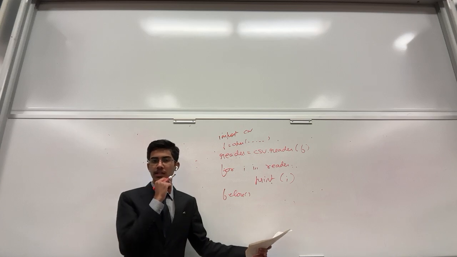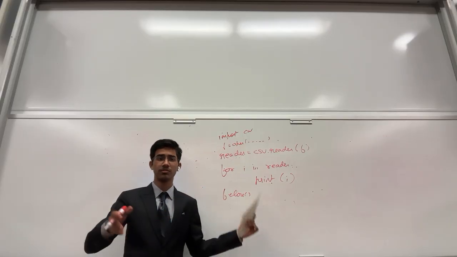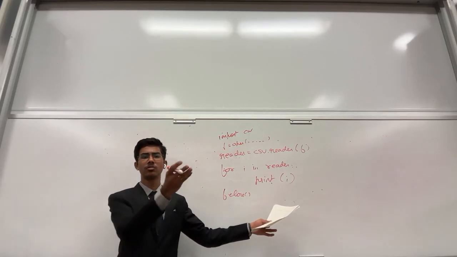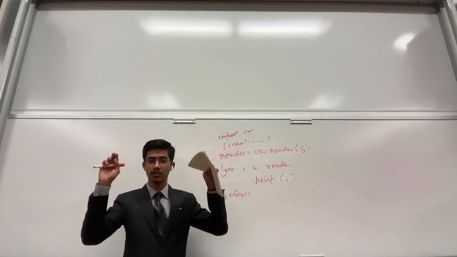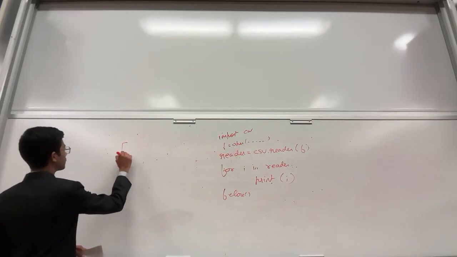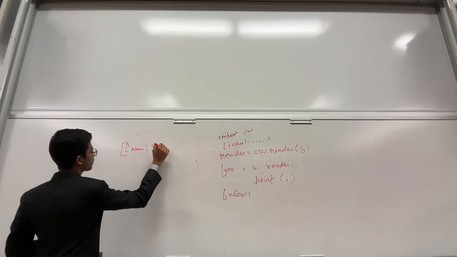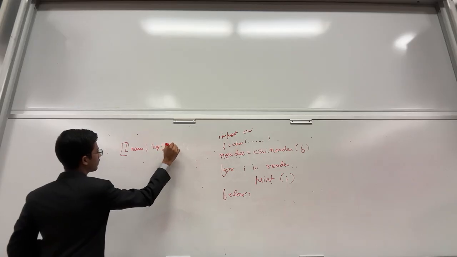Now, if you remember how the data is being stored, it's being stored as a list of values. You can think of this as a huge list with all those mini lists which are our different rows. So let me bring back that list over here. So let's say I have name, comma, age, comma, favorite color.